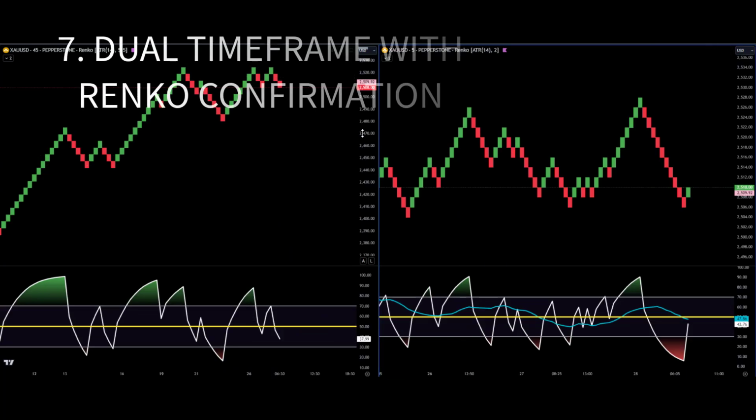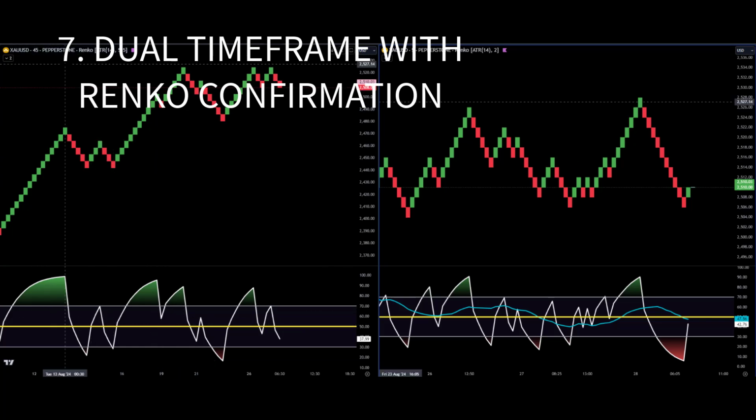Now our last setup is sort of a blend of the others. It's a dual time frame RSI with Renko confirmation. Now again, we go over to the left hand side, we've got a 45-minute Renko chart here on gold, giving us a block size of $5.50. Again, relevant for this process. All we need to know is we've got a higher time frame here.